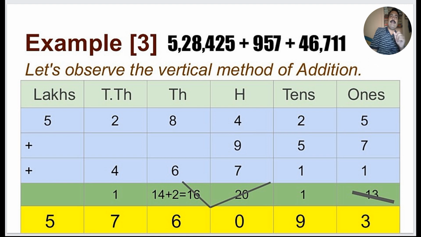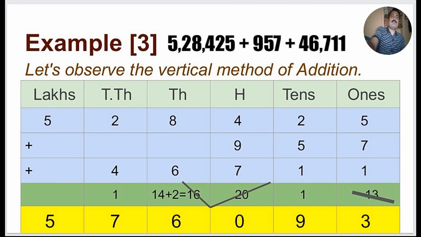Again in the 100 column we observe 3 digits there. First 4 plus 9 we get 13, 13 plus 7 we get 20. Now 20 is a 2-digit number, so for 20 we write 0 as the answer and 2 is taken as a carry into the next column, that is the 1000 column.